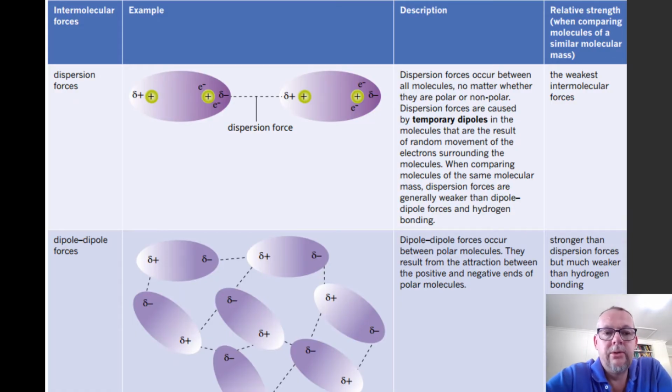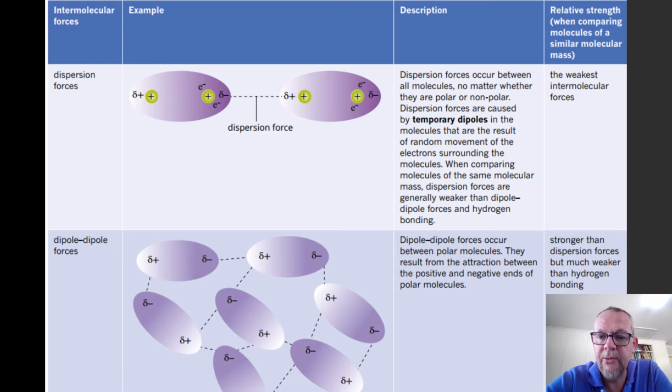If we were to just revise that again, just remember that a dispersion force occurs between all molecules, no matter whether they're polar or non-polar. Now, they're caused by temporary dipoles, which are in the molecules as a result of random movement of the electrons surrounding molecules. When comparing molecules of the same molecular mass, the dispersion forces are generally weaker than dipole-dipole forces and hydrogen bonding, and they are the weakest of the intermolecular forces.